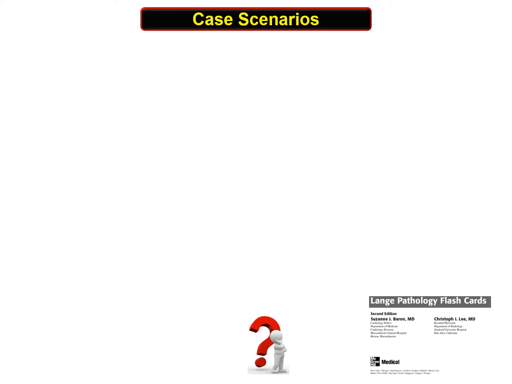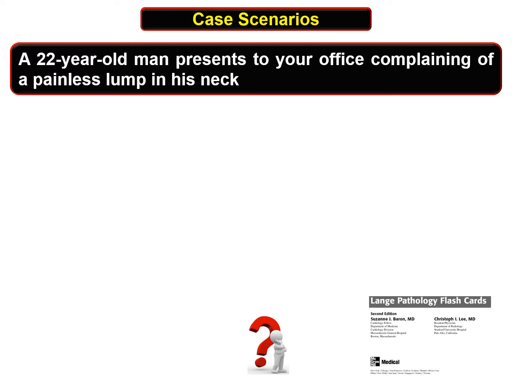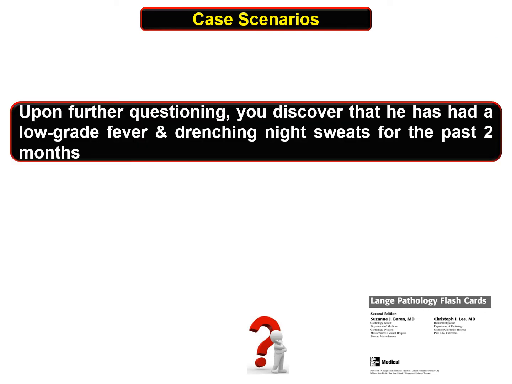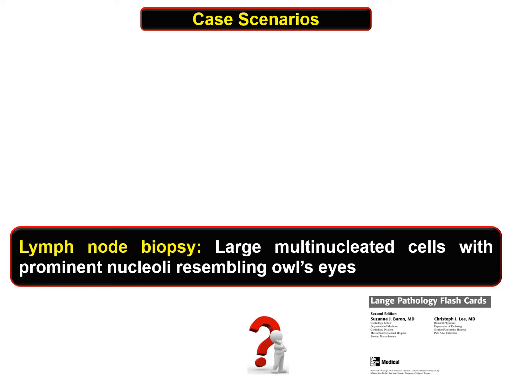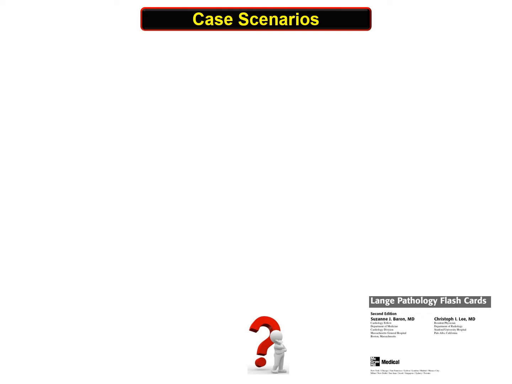So we will find the pathology that is behind this case scenario, where a 22-year-old man presents to your office complaining of a painless lump in his neck. Upon further questioning, you discover that he has had a low-grade fever and drenching night sweats for the past 2 months. The physical examination revealed unilateral cervical lymphadenopathy and splenomegaly, and lymph node biopsy revealed large multinucleated cells with prominent nuclei that resemble owl's eyes.